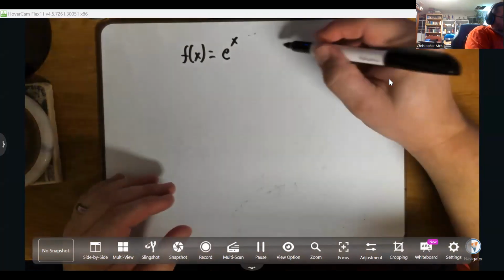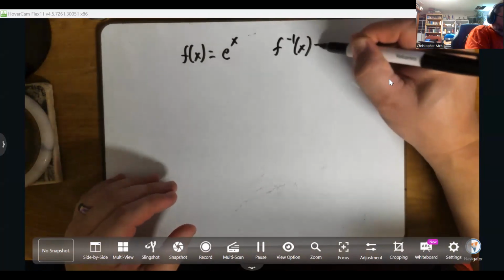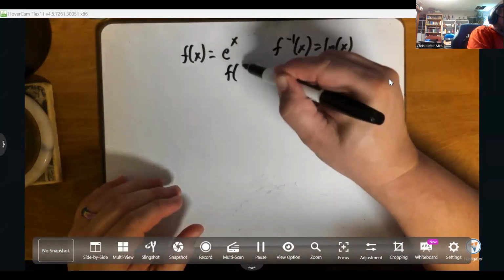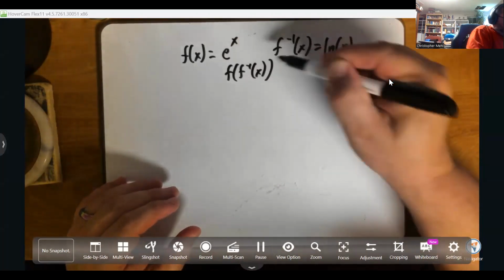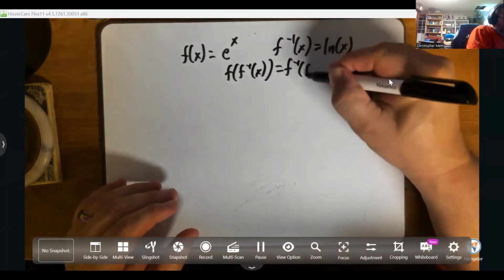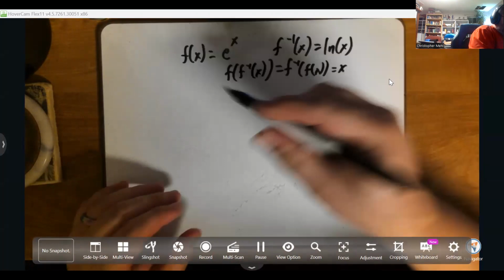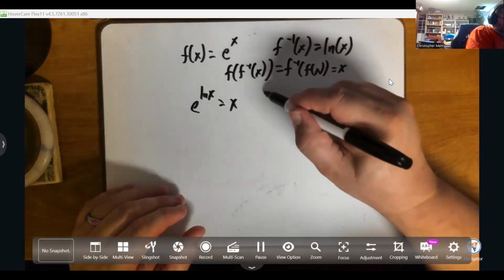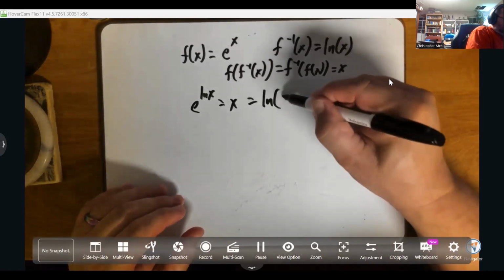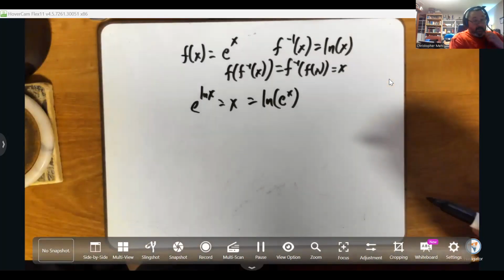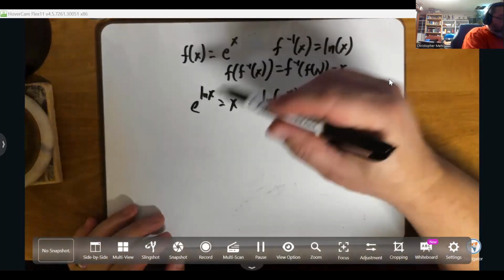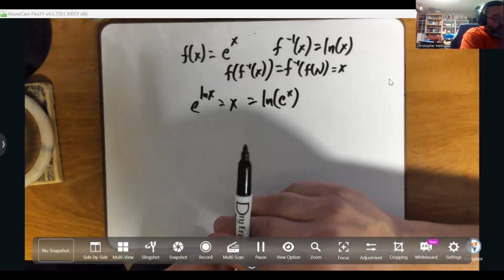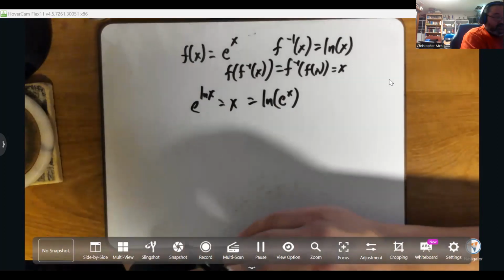So that's e to the x, and we're talking about its inverse, which is the natural log of x. And so if these are inverses, remember f of f inverse of x equals f inverse of f of x, which gives you x back. And so that means e to the natural log of x is going to be x, and the natural log of e to the x is going to be x also. Okay. So when we first introduced the exponential and the logarithm, we know that's the relationship between the two of them.